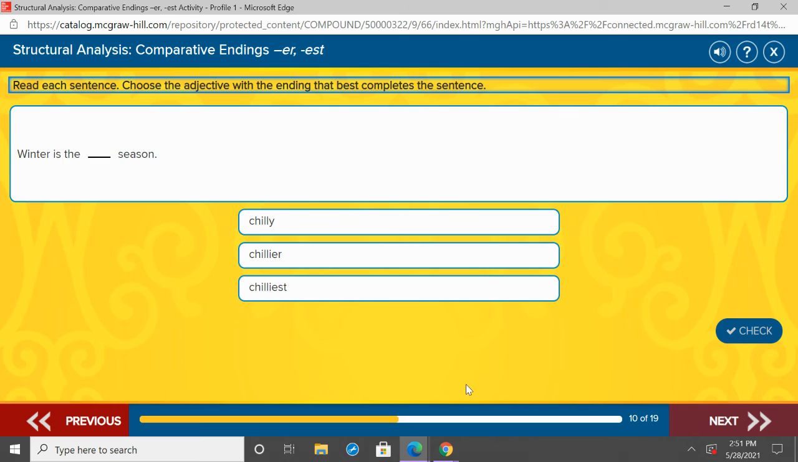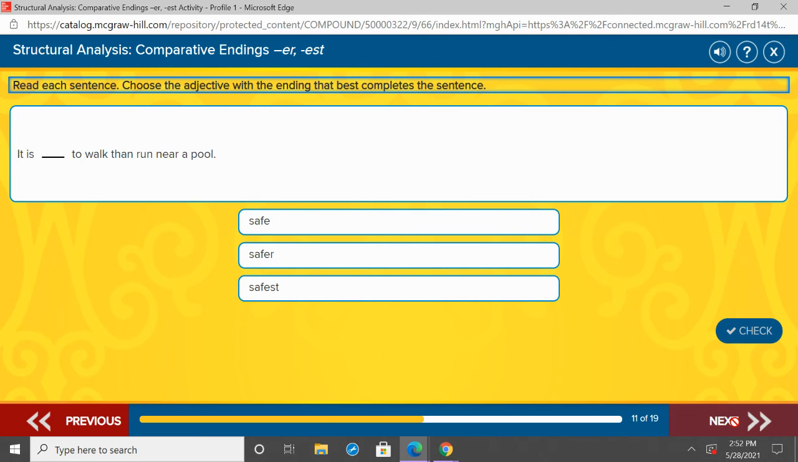Chilly, chillier, or chilliest? All right, you should have picked chilliest because we're comparing winter to all of the seasons. That's more than just comparing 2 things. So we need that EST ending. If chilly, well, chilly does end in a Y. We drop the Y, add an I, and add our EST ending.